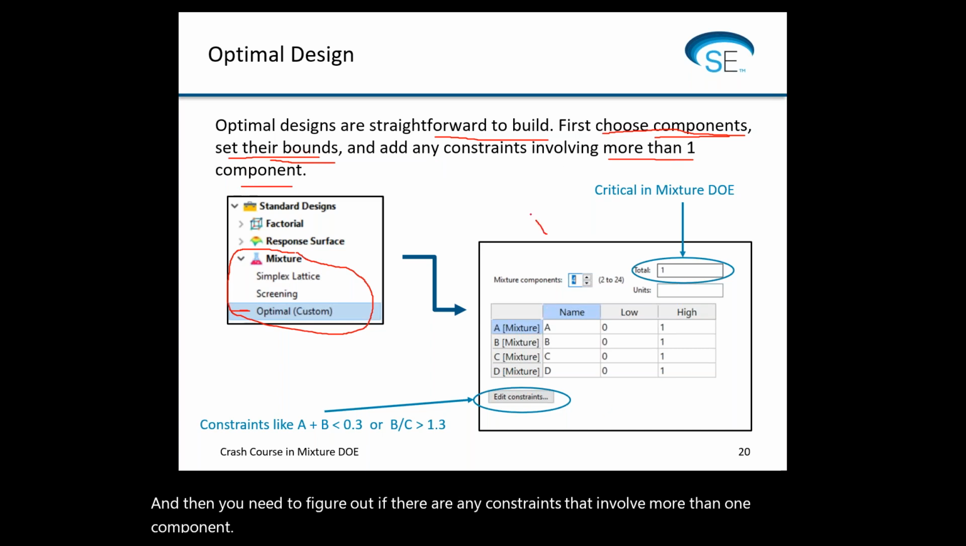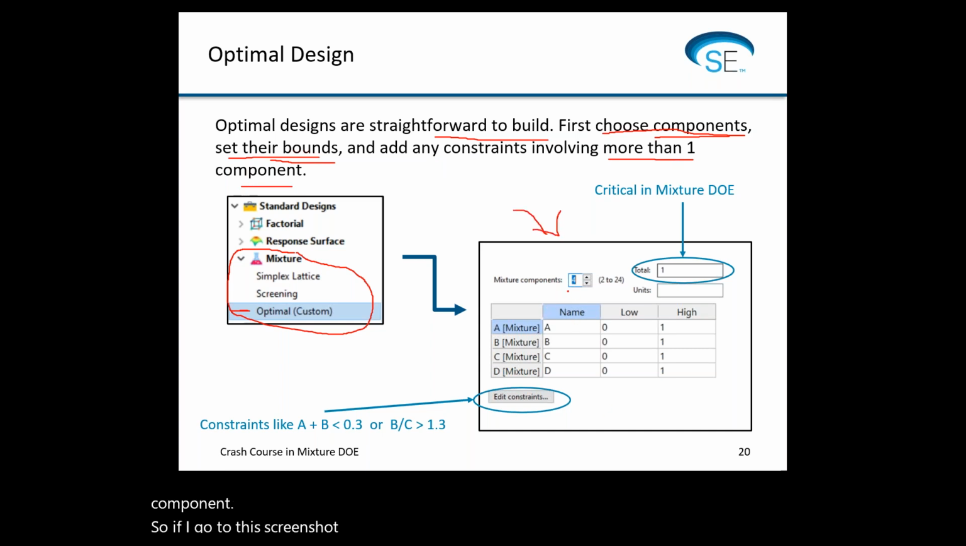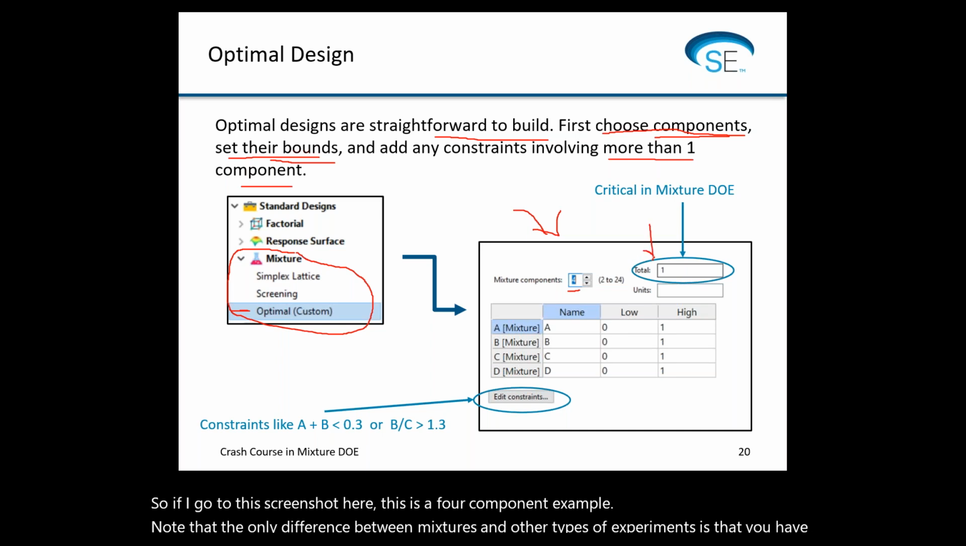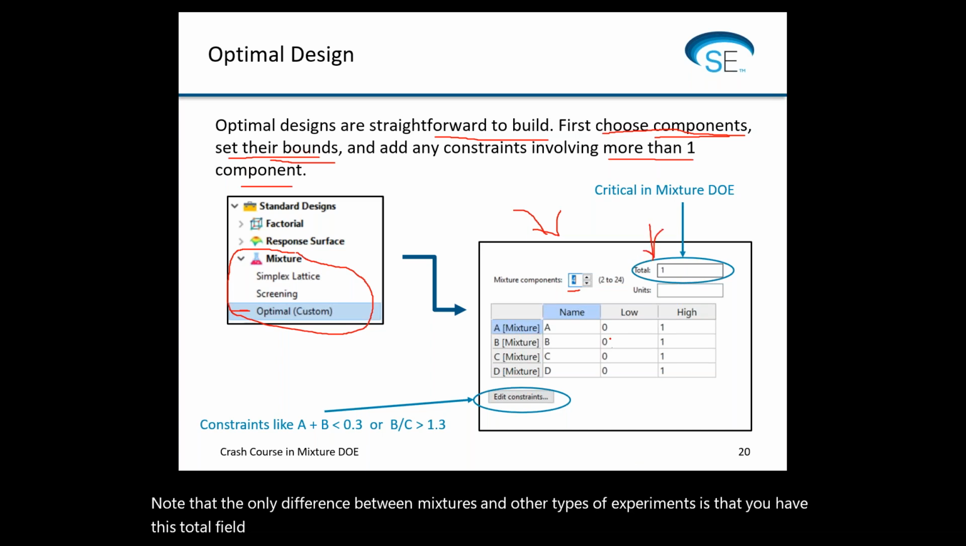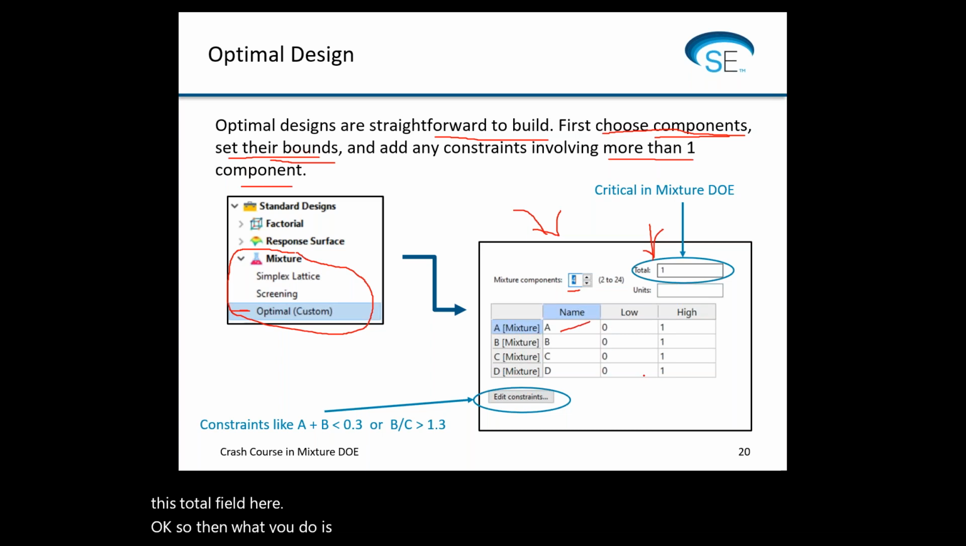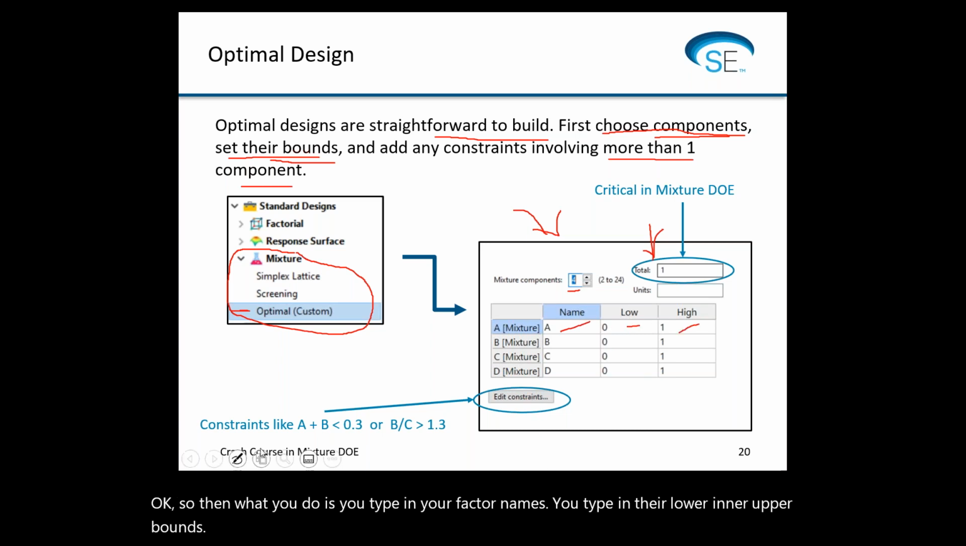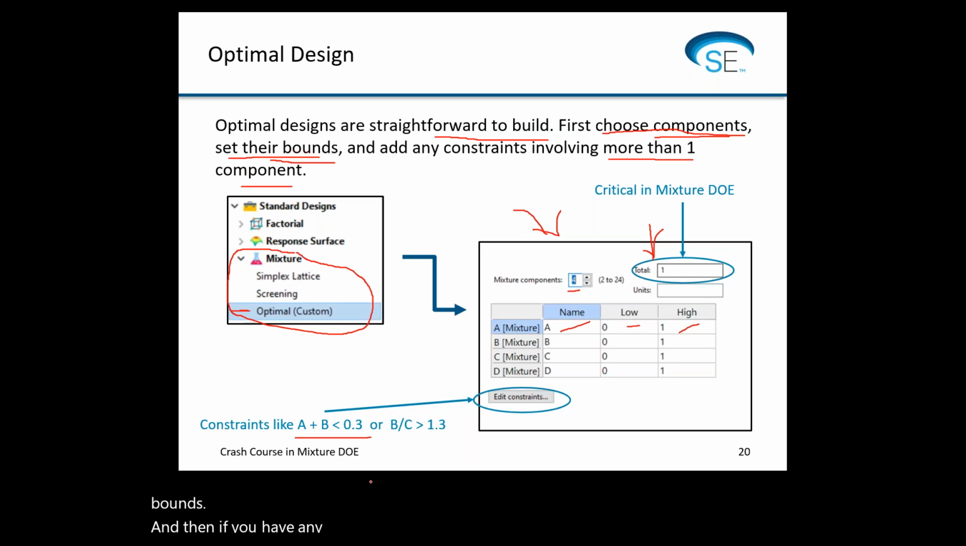So if I go to this screenshot here, this is a 4-component example. Note the only difference between mixtures and other types of experiments is that you have this total field here. Okay, so then what you do is you type in your factor names, you type in their lower and their upper bounds. And then if you have any constraints like A plus B is less than 0.3, or the ratio of B to C needs to be at least 1.3, you deal with that in this Edit Constraints button here.